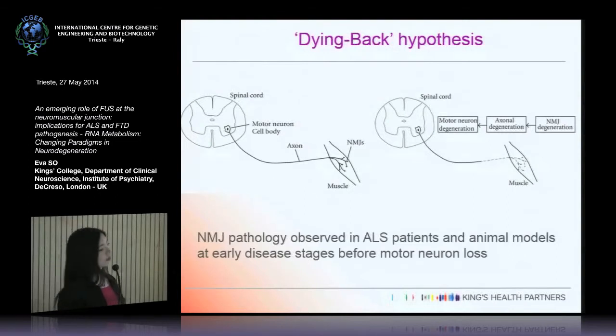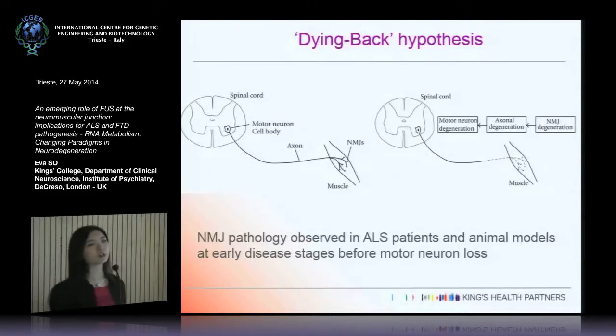As you can see here on the left, normally transport and communication occurs via the axon, connecting the spinal cord motor neurons and the peripheral neuromuscular junction in the muscle end plates. And in the dying back phenomenon, neuromuscular junction degeneration occurs first, which actively causes axonal degeneration and then back up to the motor neuron degeneration in the spinal cord.